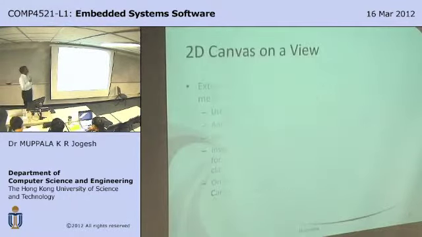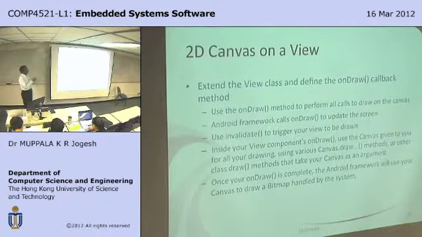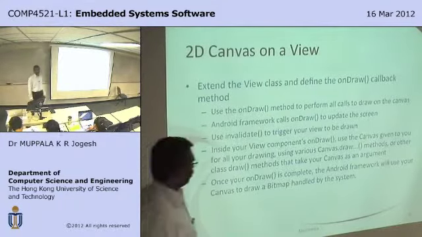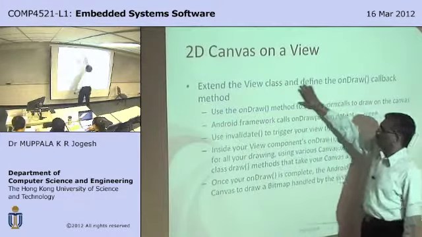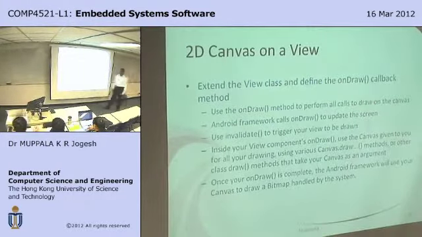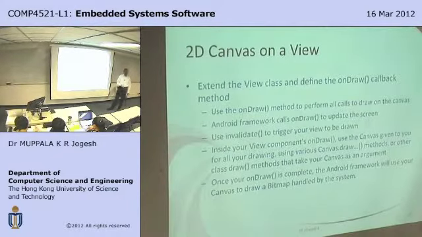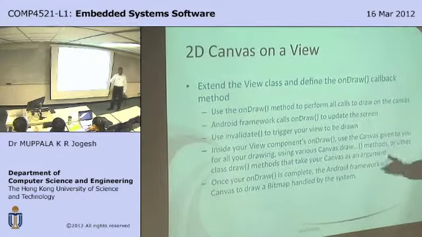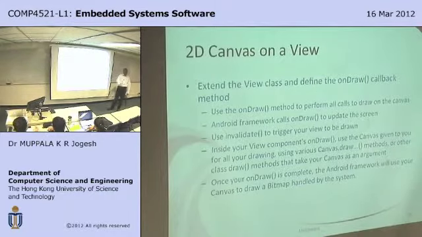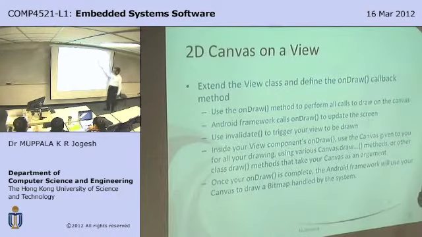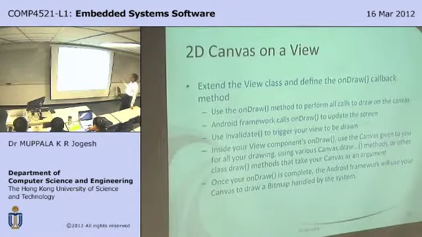Now, with a view, how exactly do you achieve 2D canvas drawing? For this, you basically extend the view class. How do you extend a view class? You define a class which is an extension of the view class, the class with a name extends view. After you do that, inside that extension, you'll automatically get this onDraw method. Inside the onDraw method, you draw things onto the screen. So you use the onDraw method to perform all calls to draw on the canvas.